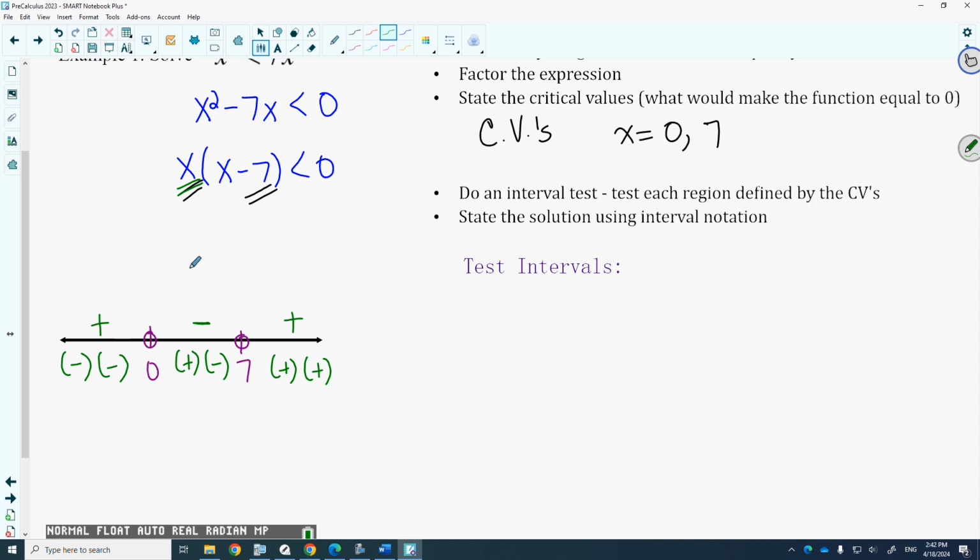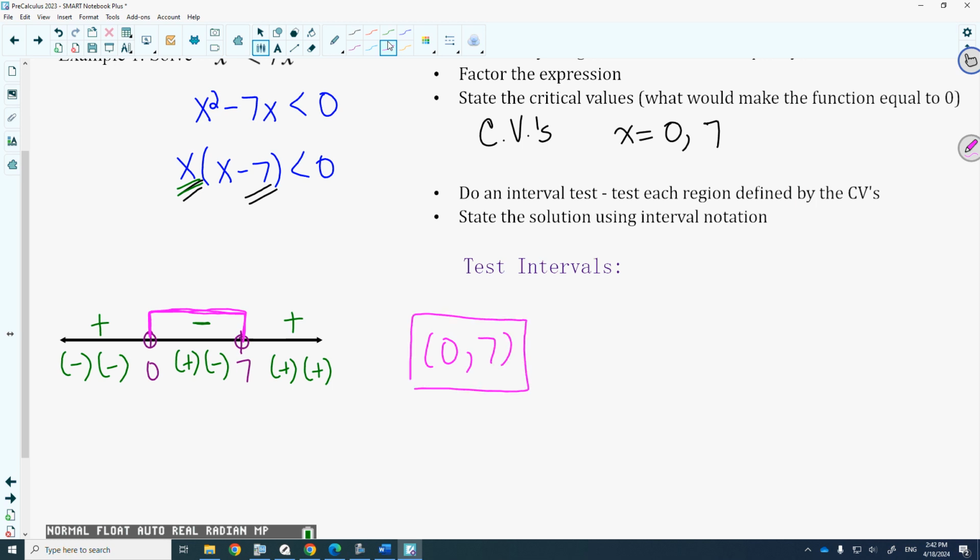Okay, so we're looking for where my solution is going to be less than 0. Here it's going to be greater than 0. Over this region is going to be greater than 0. My solution is going to be this. This is less than 0. Represented on a number line, it would be 0 is not included to 7.